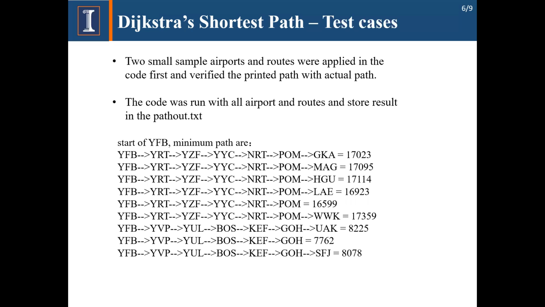Then, two small sample airports and the logs will apply in the code first, and we verify the printed path with the actual path. The code will run with all airports and logs and store the result in the path out TXT. Here's a sample of the output. If we set the start airport to YFB, the minimum path will be the following.